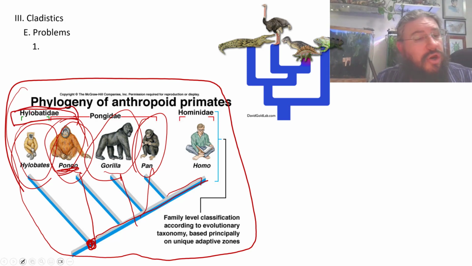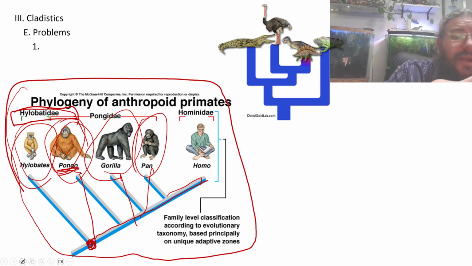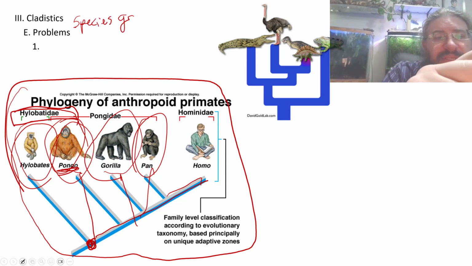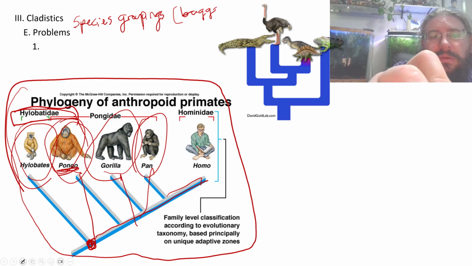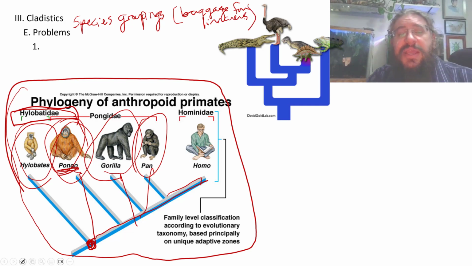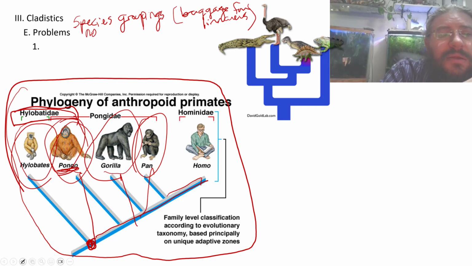So the current clade of Hylobatidae and Pongidae is sucky because it violates the monophyletic rule. So Pongidae is not monophyletic. So species groupings, and these species groupings are a lot of baggage from Linnaeus. Because good old Linnaean classification, King Philip came over for a great spaghetti, was based, like, you're talking the 17th century, these people were just like, yeah, those two things look alike, so they're closely related. So species groupings are not always monophyletic.